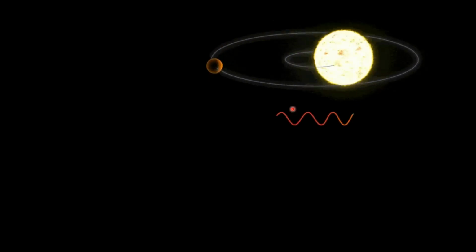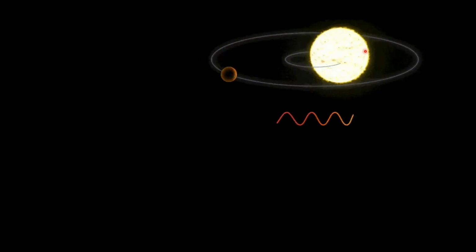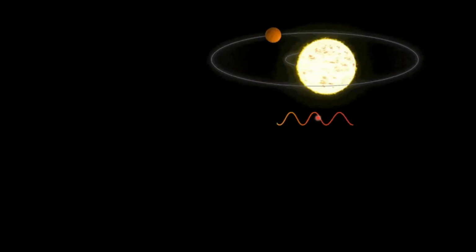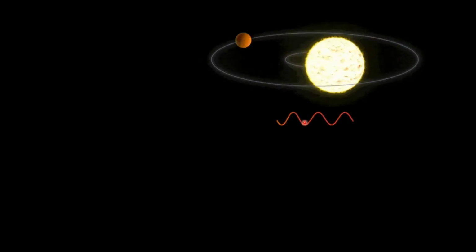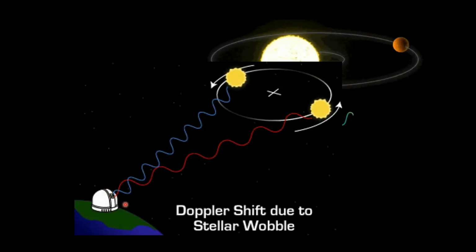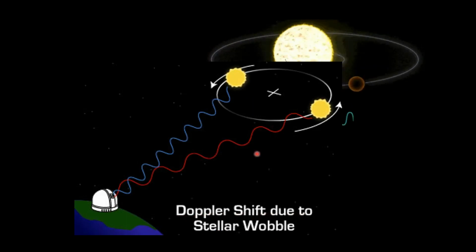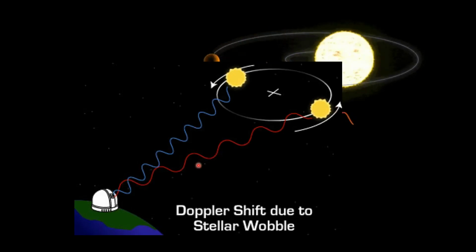So if you watch the coloring shift down here, as it's approaching, we see a blue shift, and then when it starts to recede, we see a red shift. And again, it's a little misleading. It doesn't actually mean it looks red or blue. It's just a slight shift towards smaller wavelength and longer wavelength. So if we're an observer over here, we call this the Doppler shift due to stellar wobble. When the star approaches, slight shift to the blue. When it recedes, slight shift to the red.